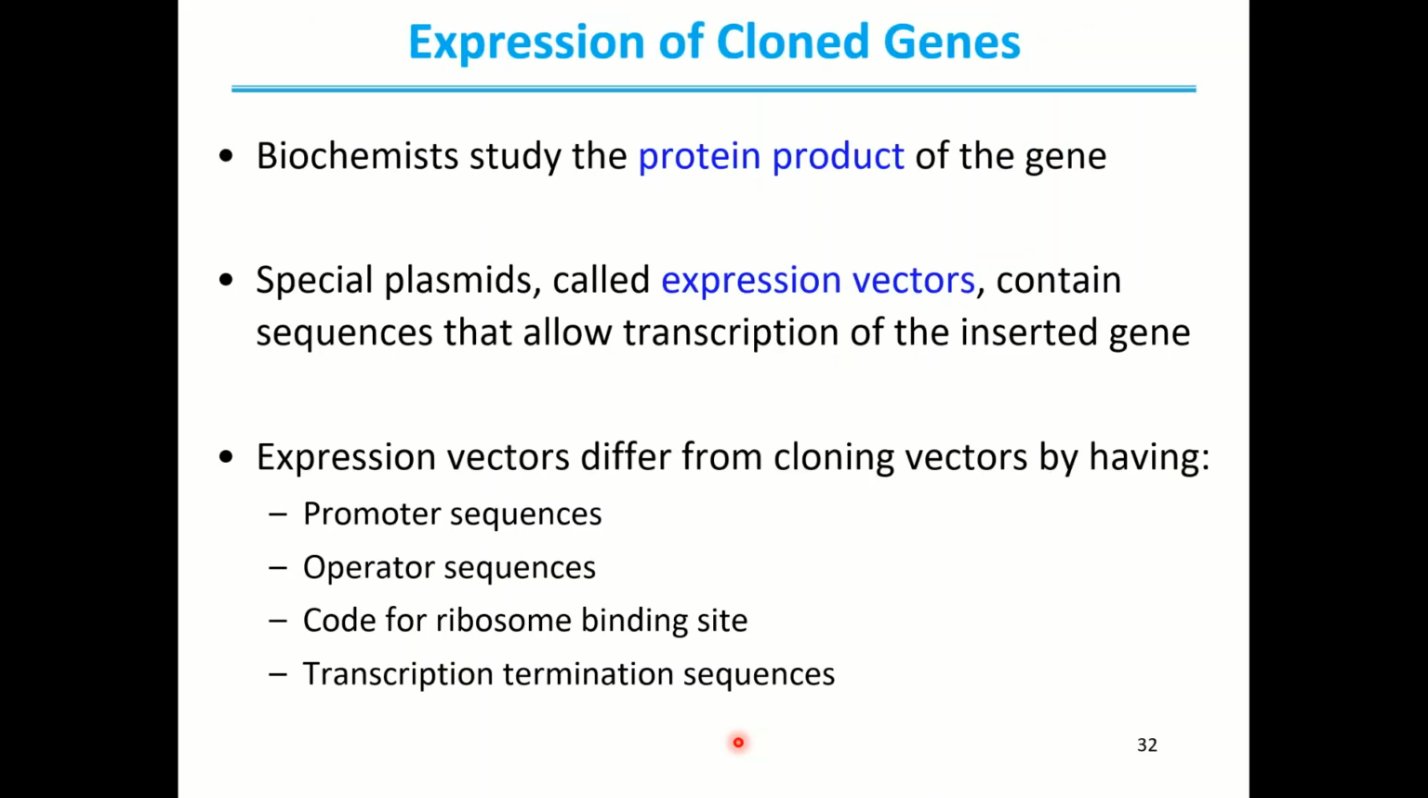If you want to express those cloned genes, and that's the case for biochemists, those biochemists typically want to look at the protein product of a gene. You need to use expression vectors, and those contain sequences that allow the transcription of that inserted gene. And again, expression vectors differ from cloning vectors because they have promoter sequences, operator or operon sequences. They code for ribosome binding sites, and they have transcription termination sequences.